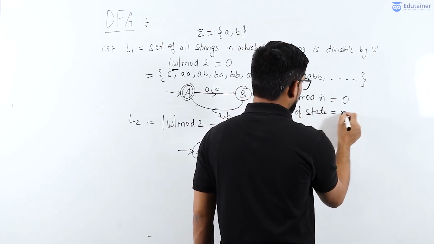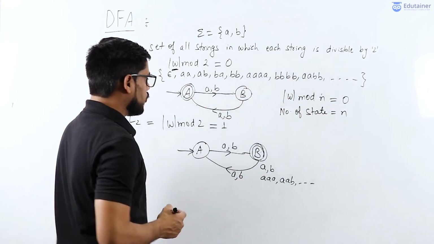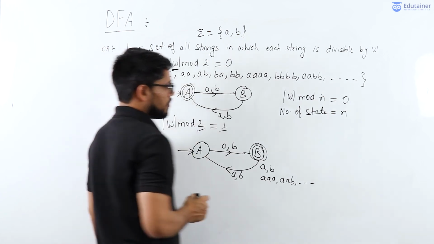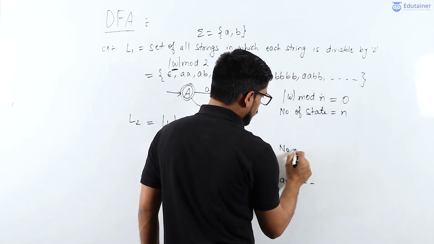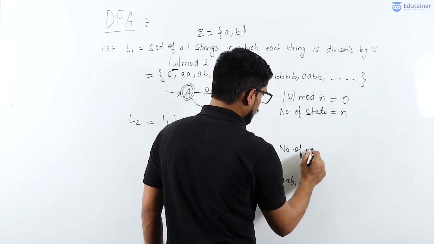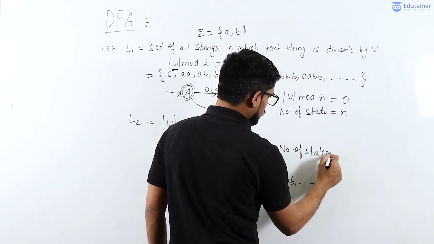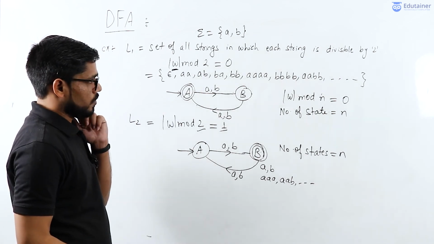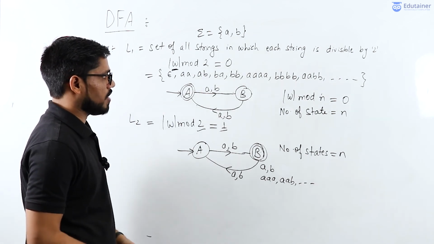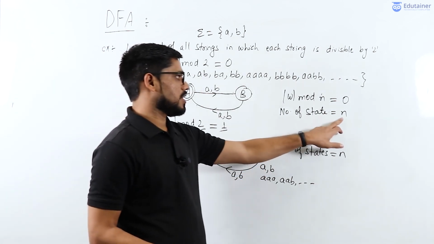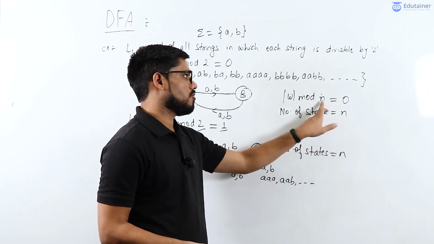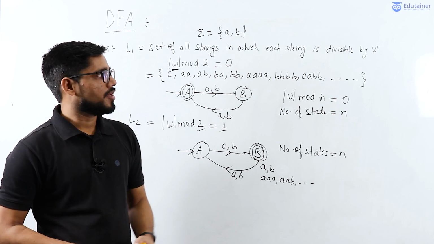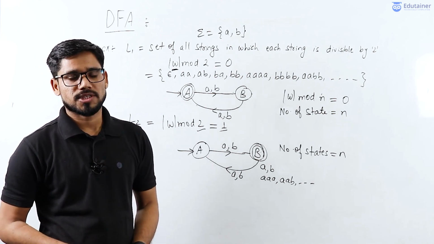And what happens if you divide by, let's say, length n, and you get a remainder 1, then the number of states possible will also be n. Okay, so for such types of languages, the number of states is exactly equal to n. Okay, in the next video we will see some other examples related to deterministic finite automata.